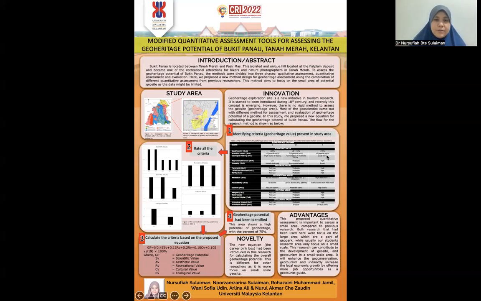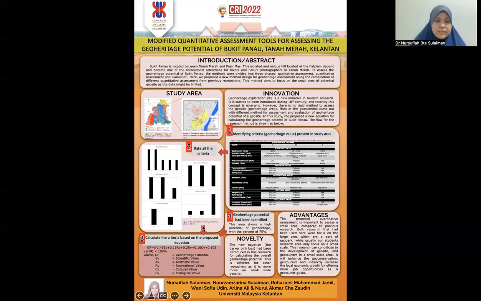Okay, then after we identified the criteria, we came to rating all the criteria that are present in this study area. So we come with the bar chart here for scientific value, recreational, aesthetic, ecological, and cultural value. And then what we want to emphasize here is actually the calculation. This is the new thing that we actually came across.